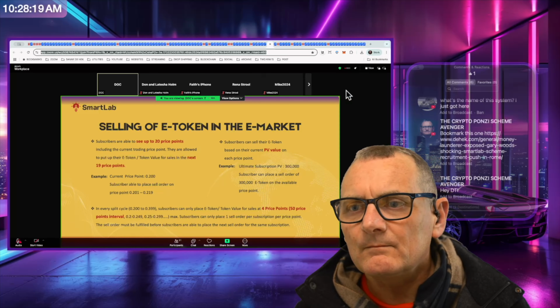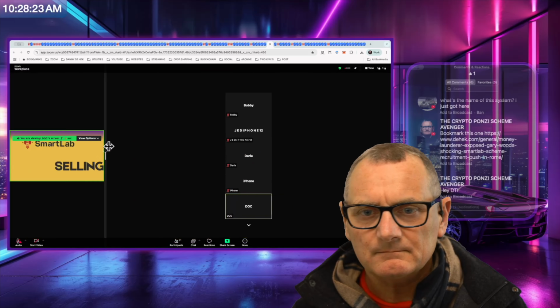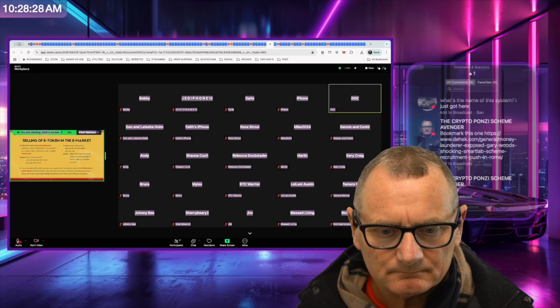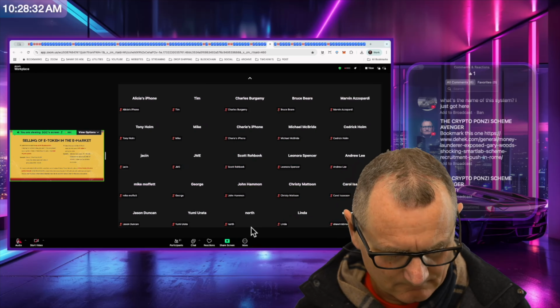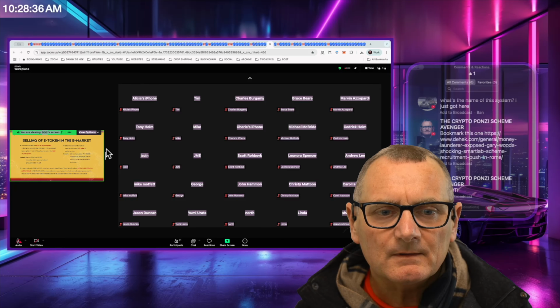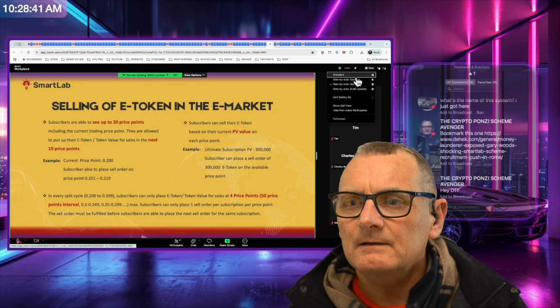So in every split cycle from 0.20 to 0.399, subscribers can place an e-token token value for sale at 4 different price points. Subscribers can place 1 sell order per subscription per price point. The sell orders must be fulfilled before they're able to place the next sell order, but you can do 4 different sell orders in between splits.